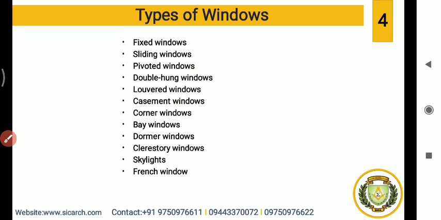Next we will see different types of windows. There are different types of windows like fixed windows, sliding windows, pivoted windows, double hung windows, louvered windows, skylight, clear stories, dormer windows, French windows, bay windows. From the next slide we will look in detail at these different types of windows.